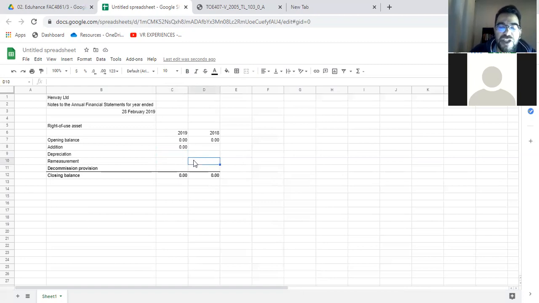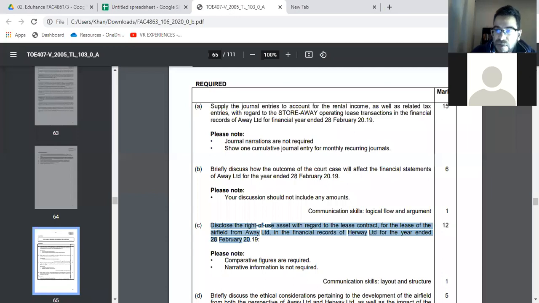So remember, there was no remeasurement in 2018, but there was a remeasurement in the 2019 financial year. On 2nd March 2019, Herway got the news about the court case. As a result, the lease liability will be reduced by 345. So that journal entry was debit lease liability 345. For every debit, there must be a credit. What is the credit? The right of use asset. So that would be minus 345.